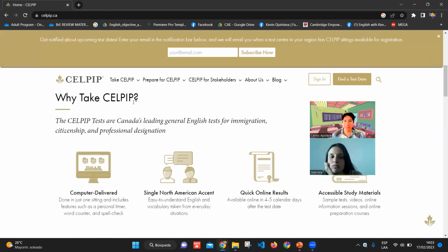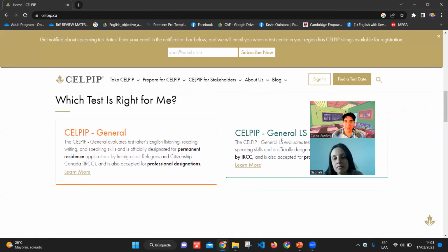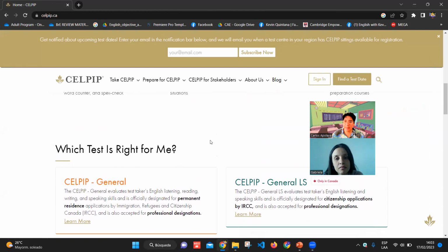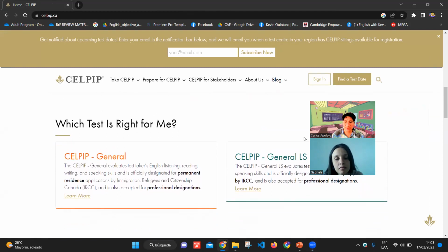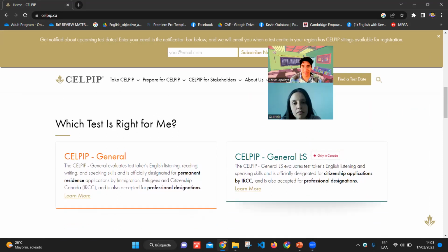Why take the CELPIP? ¿Por qué tomamos el CELPIP? El CELPIP tests are Canada's leading general English test for immigration, citizenship, and professional designation. Okay. So, tenemos dos tipos de CELPIP, el CELPIP General y el CELPIP General LS. Okay. What is the difference?